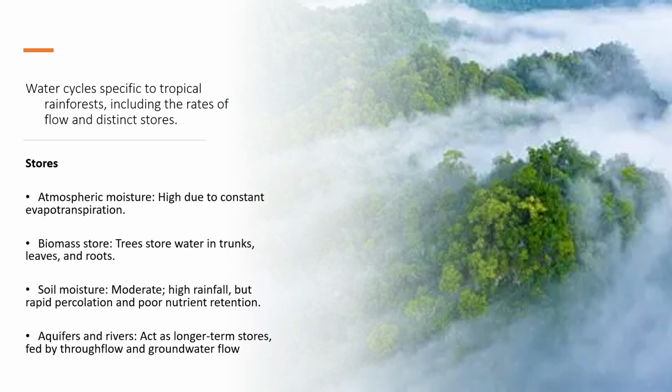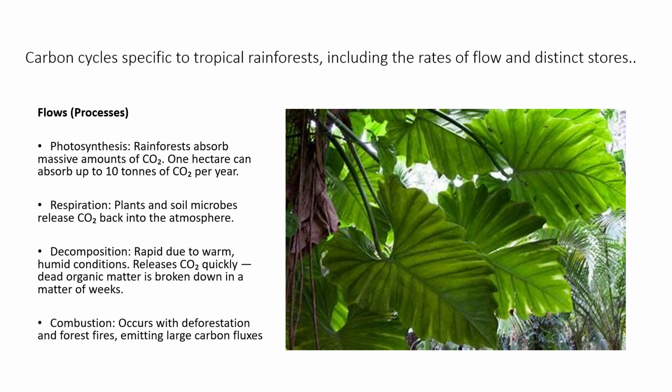There is soil moisture too, and in some rainforest areas you will have very distinctive aquifers or rivers, but that depends a little bit on your location in your case study. So stores are really important for our water cycle. Our carbon cycle is really key too. If we think about our rainforest, well, it is known for the biomass.